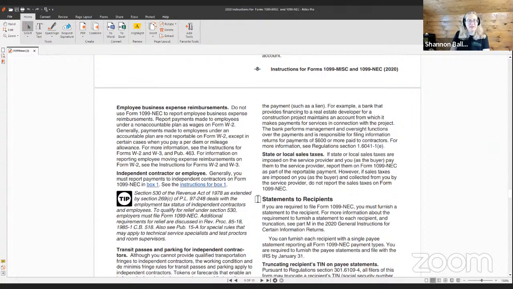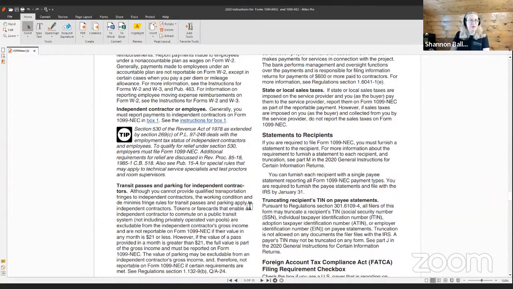Employee business expense reimbursements do not go on a Form 1099 NEC. Report payments made to employees under a non-accountable plan as wages on the Form W-2. Generally, payments made to employees under an accountable plan are not reportable on Form W-2, except in certain cases where you pay a per diem or mileage allowance. For more information, read the instructions for the W-2.